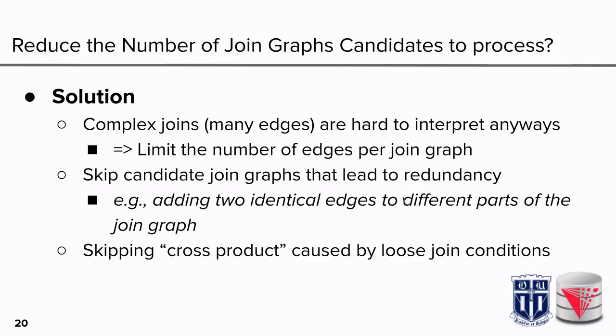The second observation is that we can safely skip some candidate join graphs that lead to redundancy. One possible redundancy is adding 2 identical edges to different parts of the join graph. And finally, we skip cross products caused by loose join conditions.